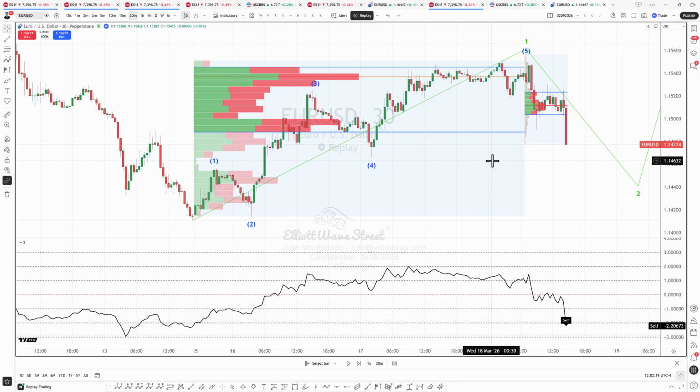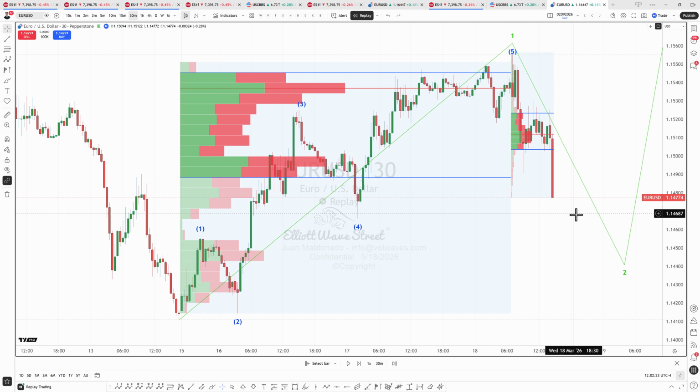It's possible to find the end of a wave using volume profile. It's possible to trigger the level where it's likely to be over a corrective wave based on the accumulation of the volume. In this video, I'm going to show you the step by step to find the end of a wave applying volume profile techniques.